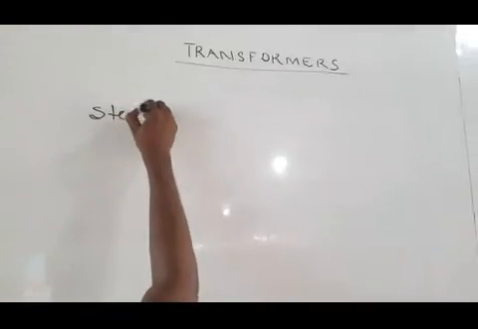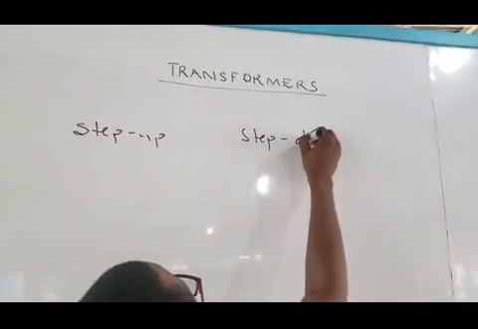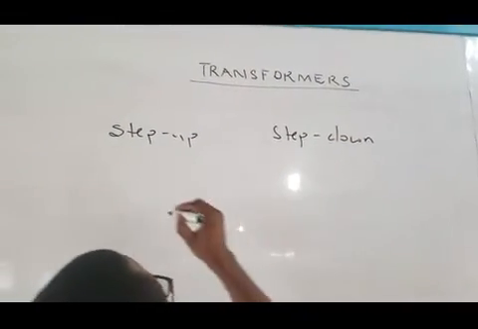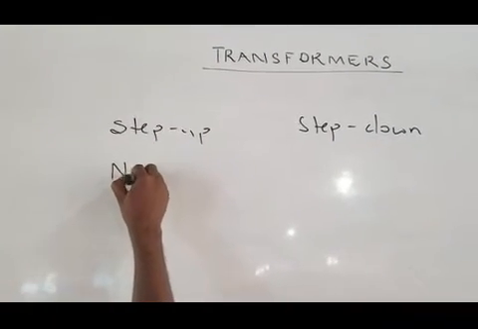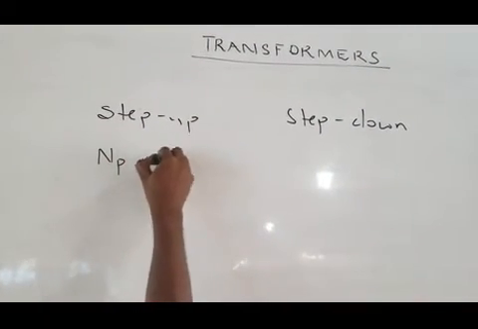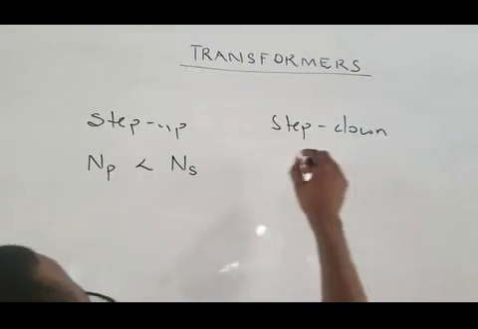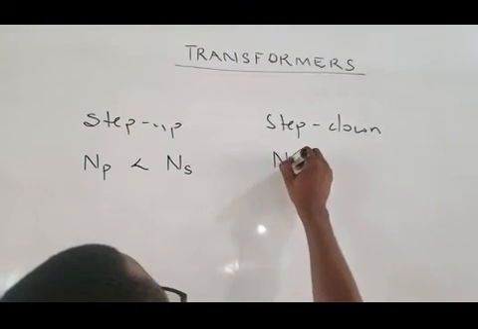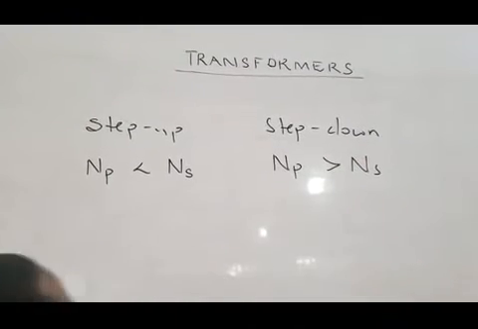So these were some of the properties we talked about. So for step-up and then step-down, when it comes to the number of turns, we said that the number of turns in the primary for step-up is lesser than the number of turns in the secondary. But for step-down, it's the opposite. So the number of turns in the primary is greater than the number of turns in the secondary.